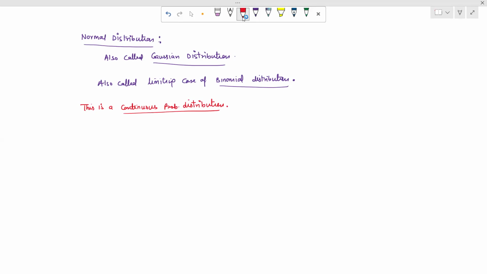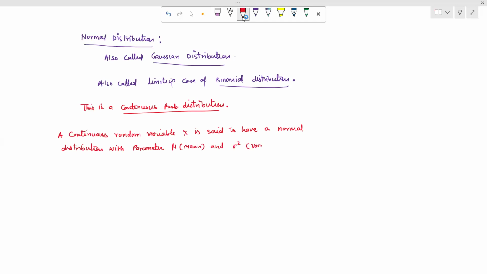So now we define this distribution. A continuous random variable x is said to have a normal distribution with parameters mu, that is mean, and sigma square, that is variance.